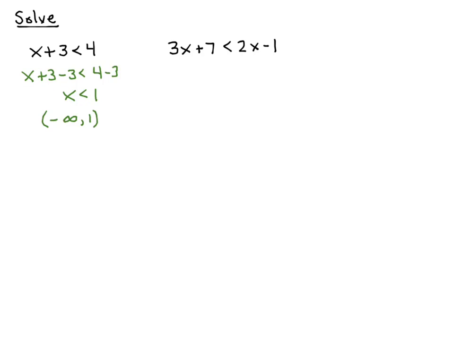Okay, so let's step up the complexity here. If we have 3x plus 7 is less than 2x minus 1, what we want to do is subtract the 7 from both sides.